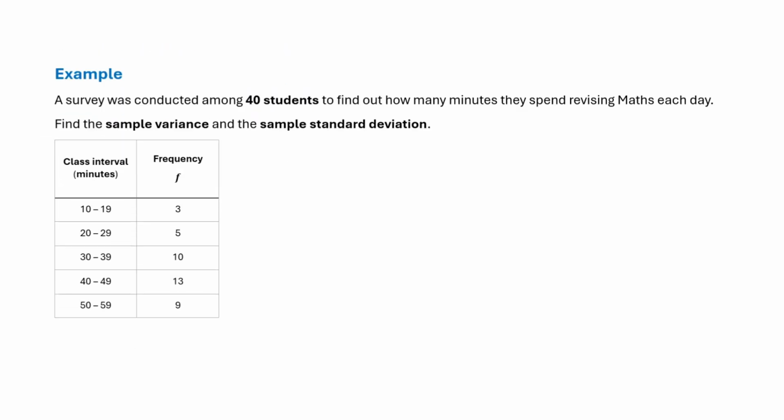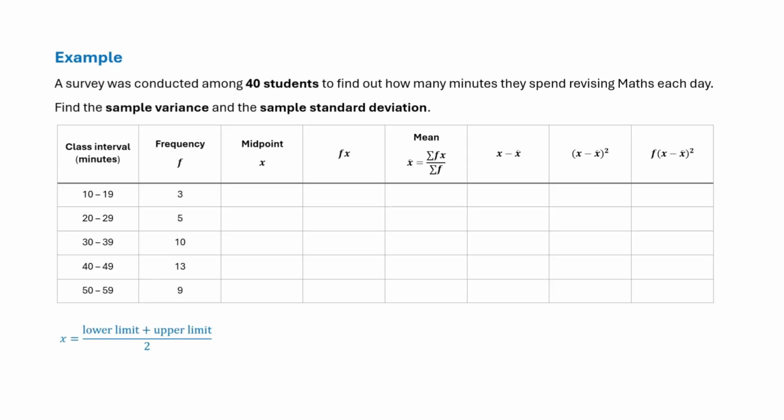A survey was conducted among 40 students to find out how many minutes they spend revising maths each day. Find the sample variance and the sample standard deviation. We have grouped data organized by class interval, and each class interval has its own frequency. The first thing I recommend doing is extending the table by adding 6 extra columns: the midpoint, x; fx; the mean, x bar; x minus x bar; the square of the differences; and f times the square of the differences. Once we have these columns, we can start filling them in step by step. Calculator ready, and let's start.